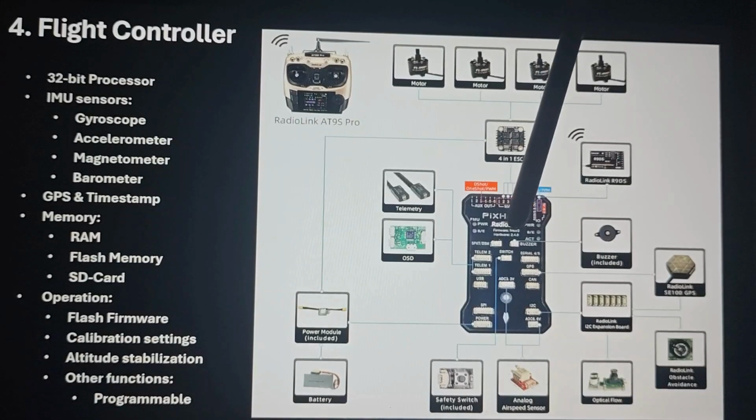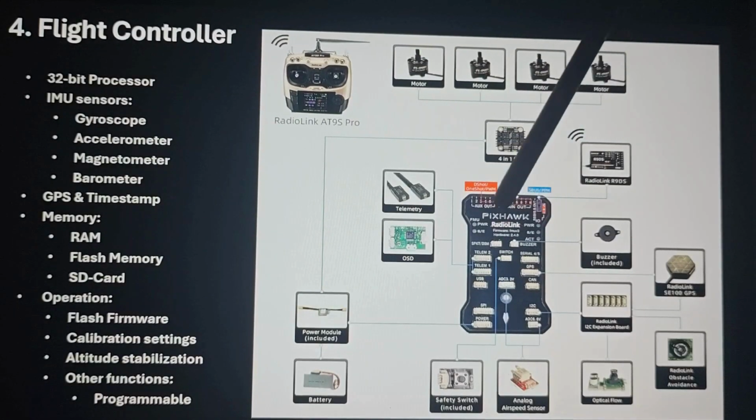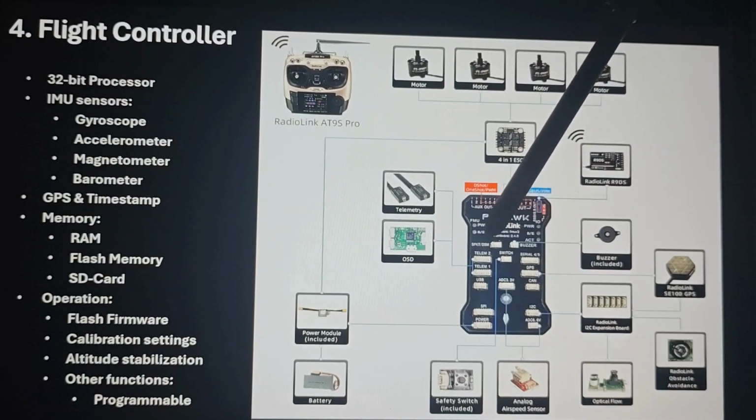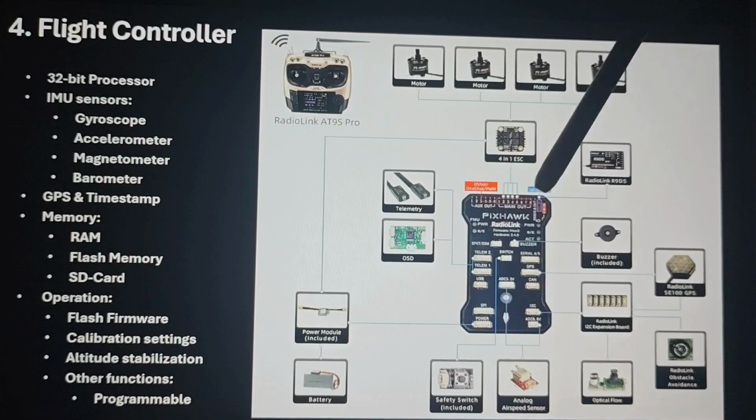And in order to operate this flight controller, first the firmware will be loaded into the flash memory, and after that various calibration settings of the flight controller will be tested. Then after that it is used for testing the attitude stabilization. Then various other functions can be programmed in this flight controller.